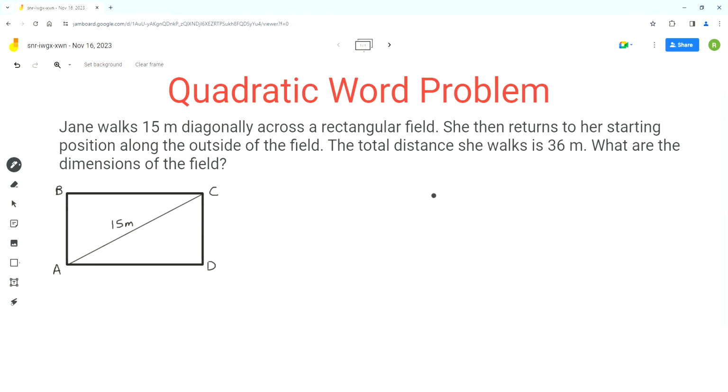Now we are given that she then returns to her starting position along the outside of the field. So she starts at point A, goes to point C, and then she comes back to point A by traveling from C to D and D to A, because it says that she then returns to her starting position along the outside of the field. And then the total distance she walks is 36 meters. That means the distance from A to C, C to D, and D to A together is 36 meters. Now we have to find the dimensions of the field.